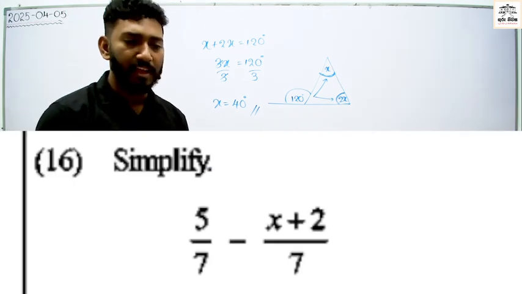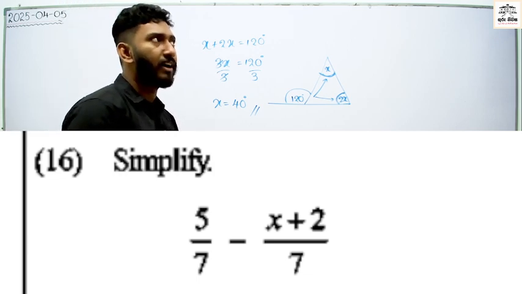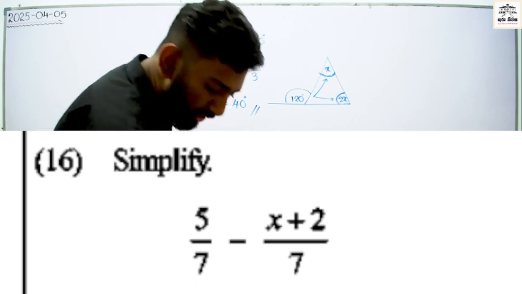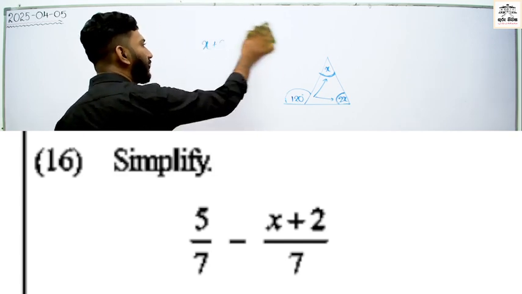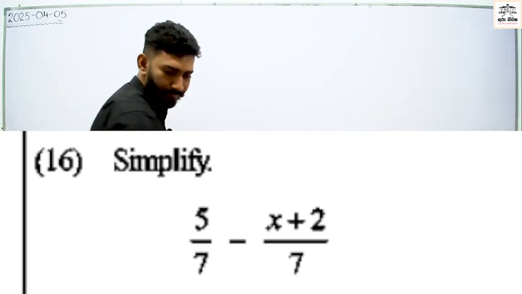Question number 16, and this one is relevant to grade 9 algebraic fractions. Denominators are equal. Therefore, you can simplify the numerator. But be careful, because it is a subtraction with an expression.